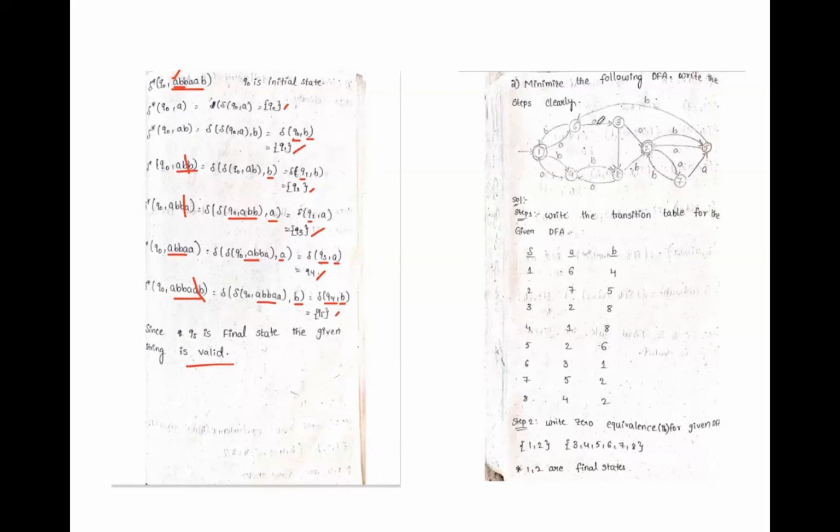And this is the diagram. We need to perform minimization. So first, from the diagram, we need to construct the transition table. So 1 on input symbol A goes to 6. Then 1 on input symbol B goes to 4.